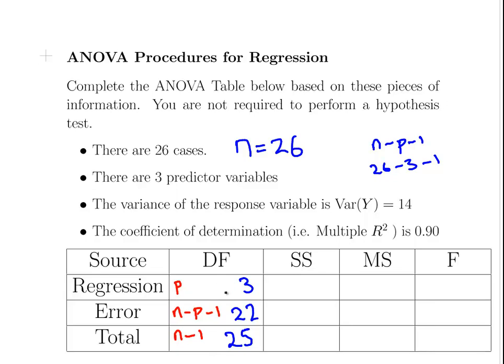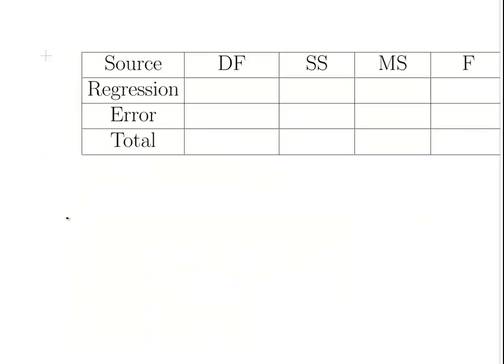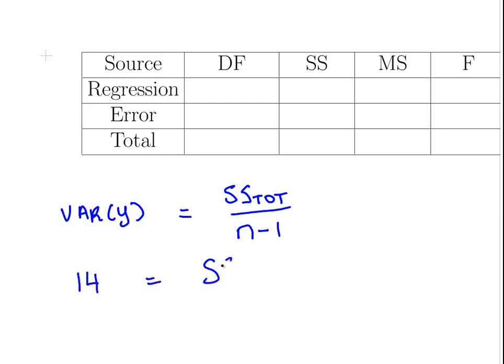That's all the information we're going to use from those two. The next thing is the variance of the response variable is 14. Now, this is something you should always remember. The variance of the response variable, particularly with regression or any ANOVA procedure, is SS total over n minus 1. Here we are told it's 14. That is SS total over 25. Multiply that out, and SS total is 350.